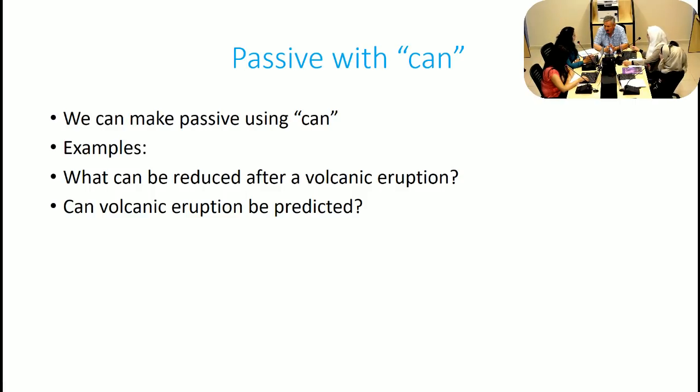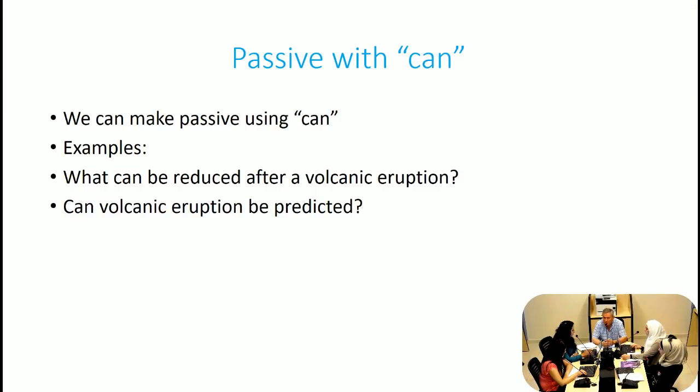Actually, we mentioned it, but since it is talked about in their book, we have to clarify it again. We use the infinitive form after can, so can be, of course, with the past participle. Example, what can be reduced after a volcanic eruption? Can volcanic eruption be predicted? It's in the form of questions.